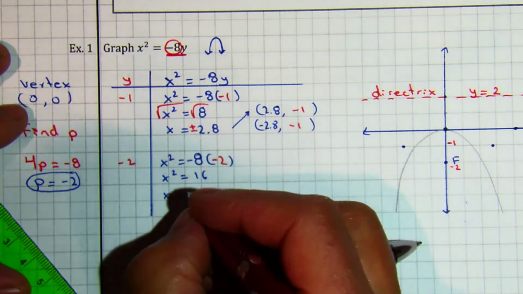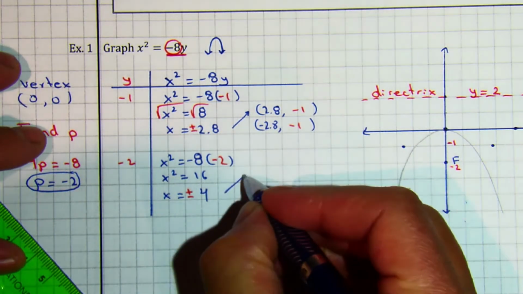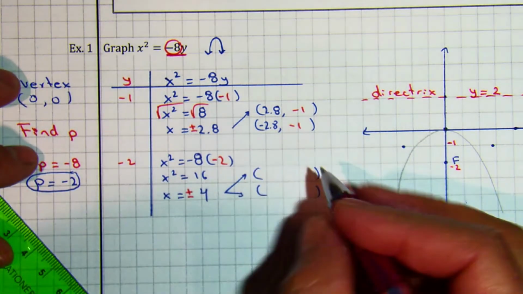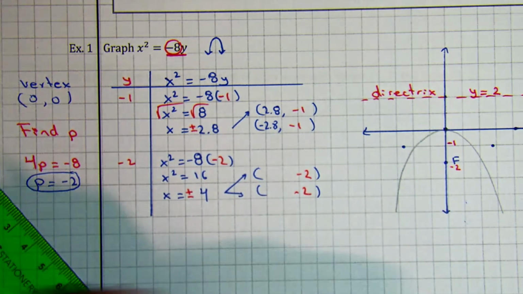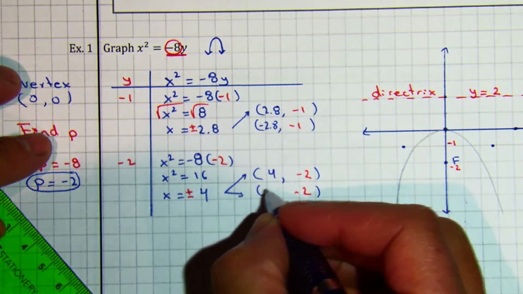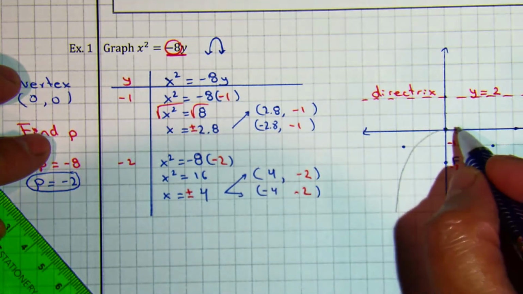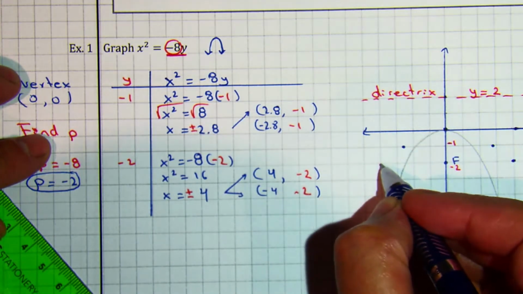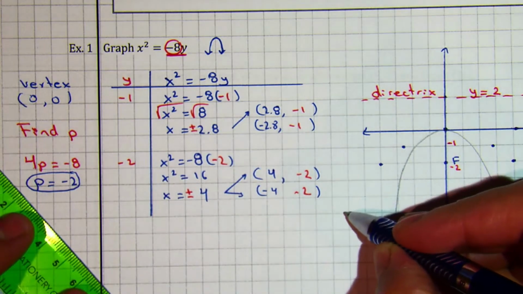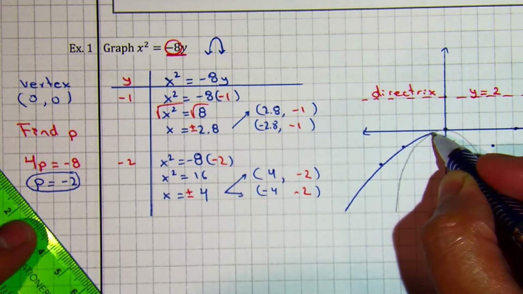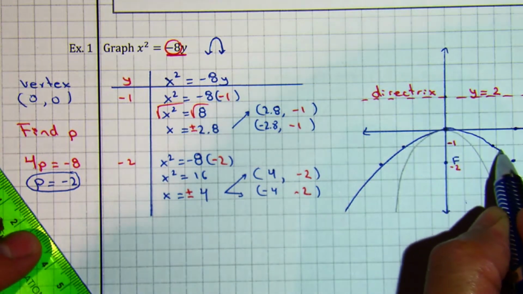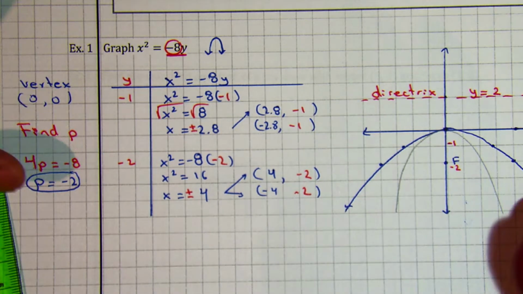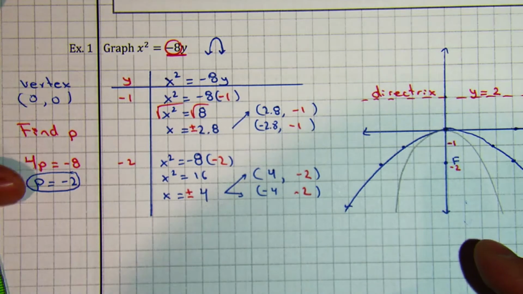But let me not forget my plus or minus. So therefore, we're going to end up with two additional points. For both of them, my y value is -2. My x value for one of them will be a +4, and for the second one will be a -4. And now we have a more exact parabola that we can graph. If we want a more exact parabola, we can continue plugging in -3, -4, -5, and so on.